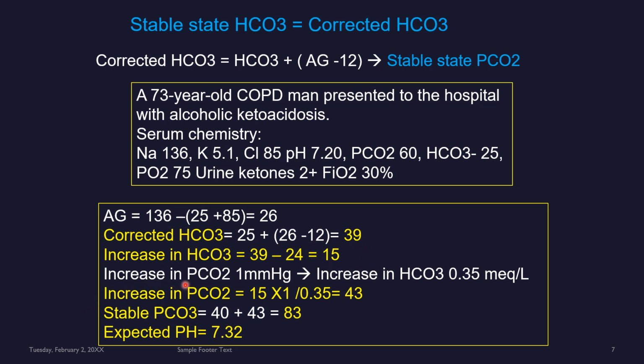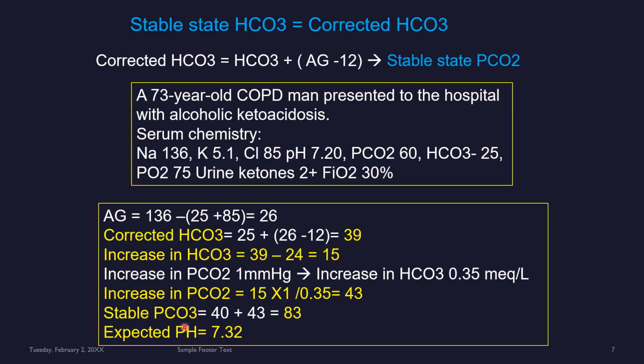We come back to the formula. An increase in the partial pressure of carbon dioxide of 1 millimeter mercury will be associated with an increase in the bicarbonate of 0.35. So this increase of 15 will make an increase in partial pressure of carbon dioxide of 43. So the previous stable state of partial pressure of carbon dioxide is 40 plus 43, which equals 83. So this patient had a stable state of bicarbonate of 39 and partial pressure of carbon dioxide of 83. So this is my target in ventilating this patient.